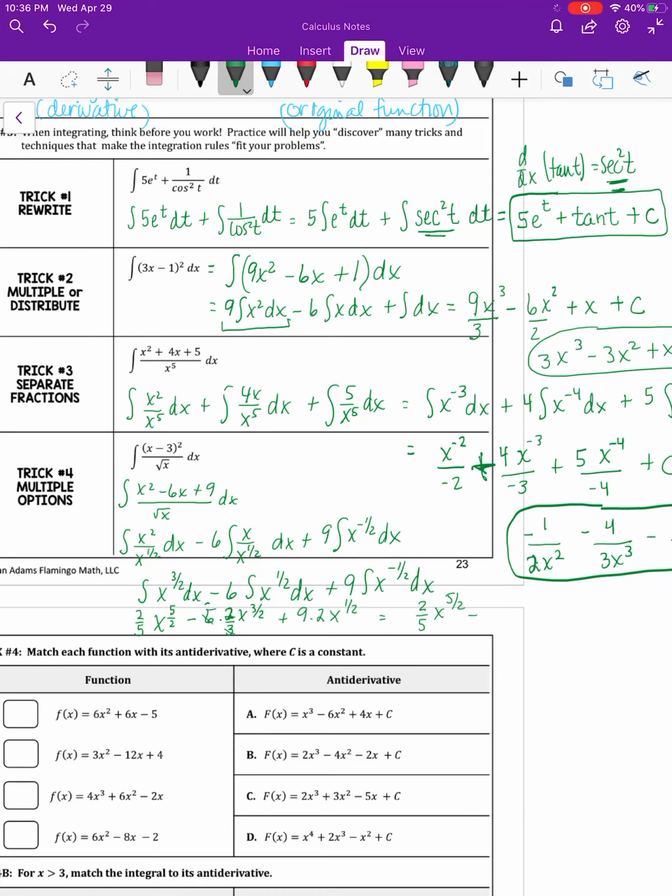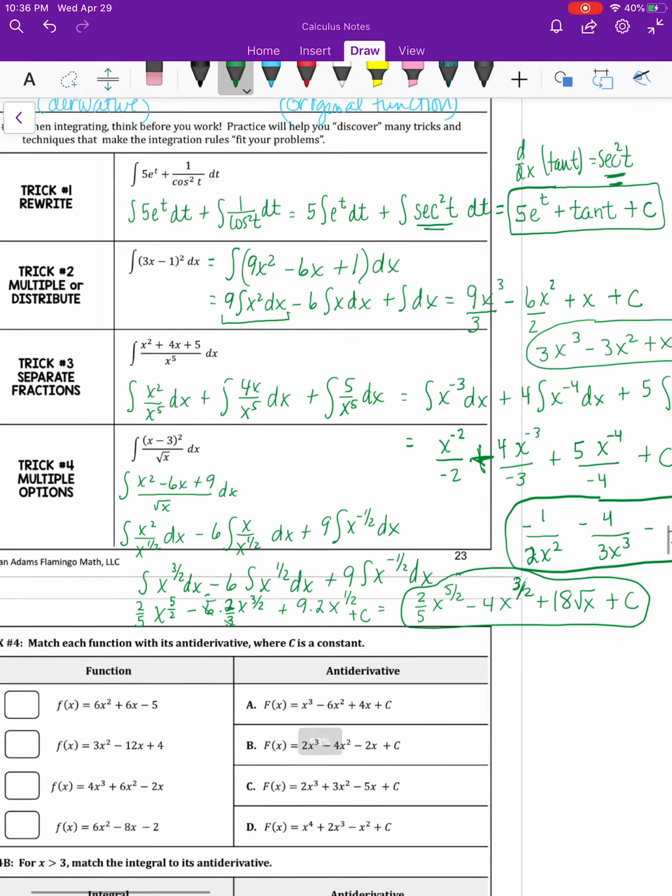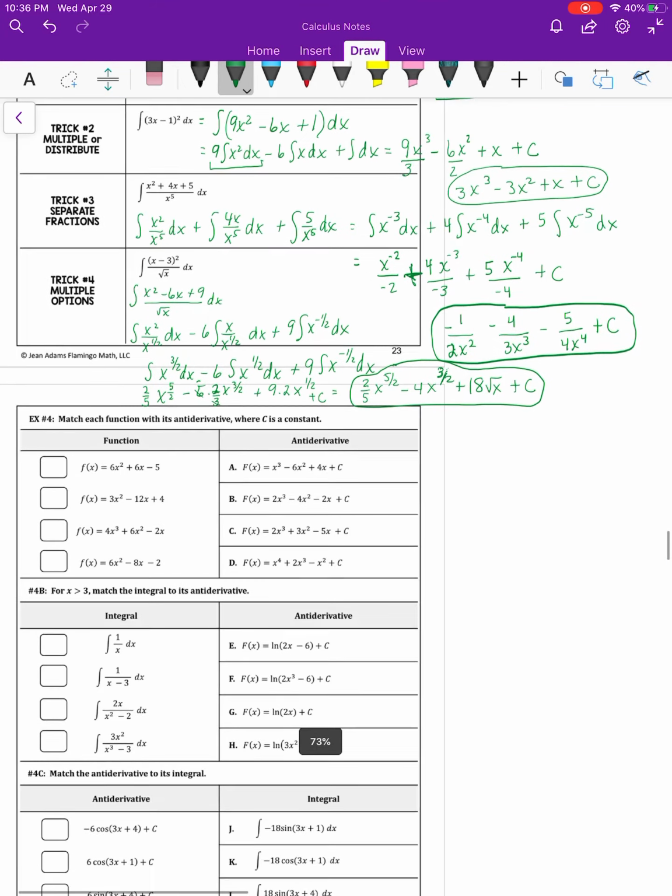So this is going to be 2/5 x to the 5/2 minus, and then divide by 3, divide by 3, this is going to be 4 x to the 3/2. And then plus 18 x to the 1/2, or square root of x, plus c. I should put my plus c right there. Okay.